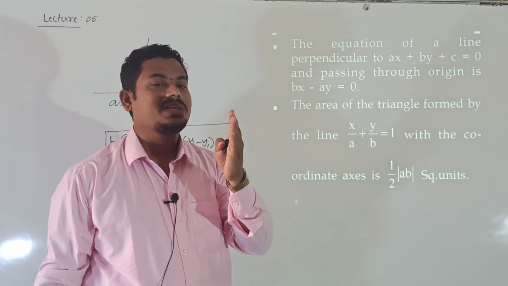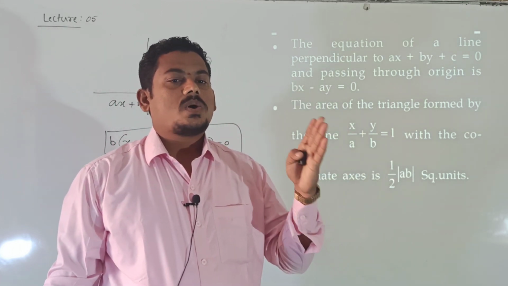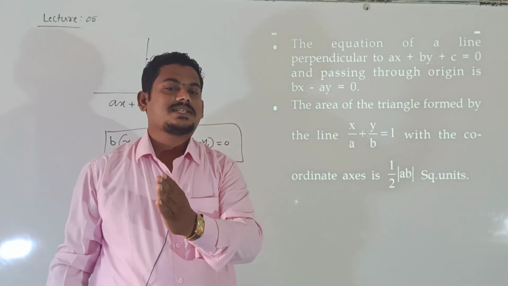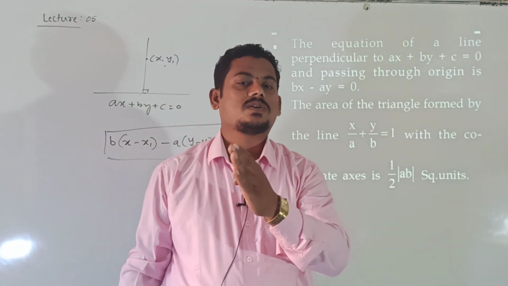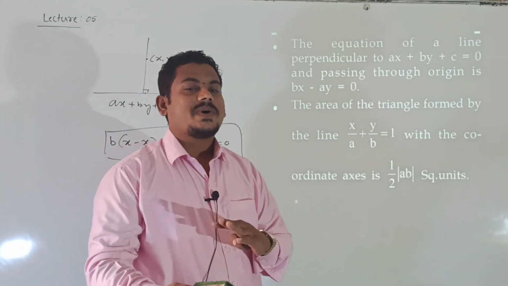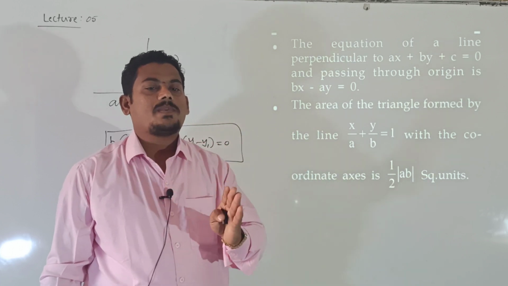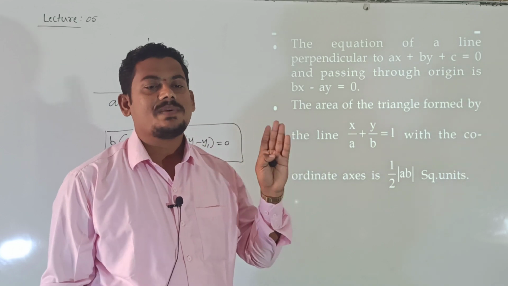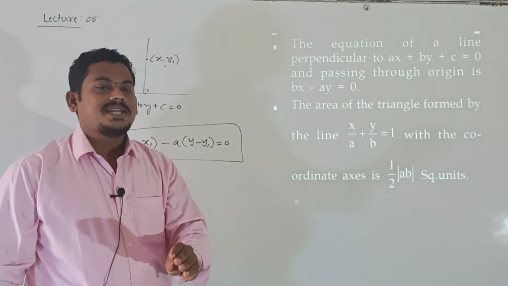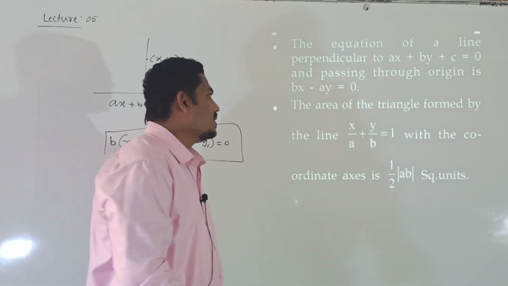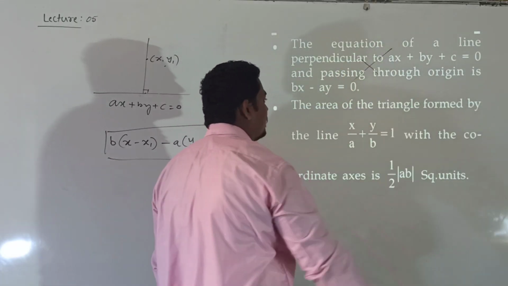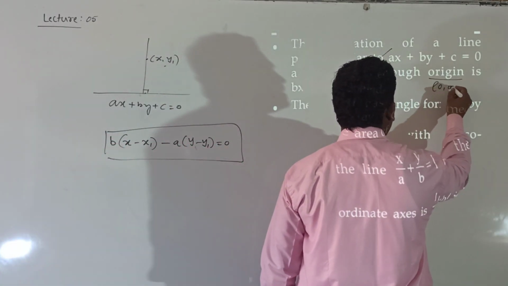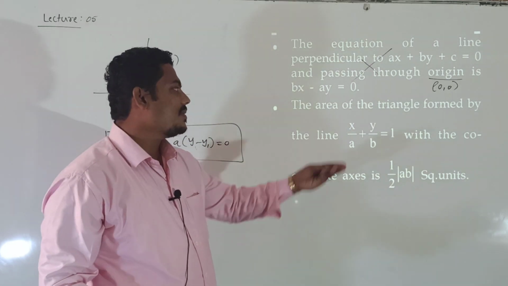Just remember, the equation of the line passing through x1 comma y1 and parallel to ax plus by plus c equal to 0 is a into x minus x1 plus b into y minus y1 equal to 0 when it is parallel. If it is perpendicular, the equation of a line perpendicular to ax plus by plus c equal to 0 and passing through the point x1 comma y1 is b into x minus x1 minus a into y minus y1 equal to 0. Remembering the origin formula is not necessary, right? Instead of x1 y1, here the point is the origin. Origin means 0 comma 0 only, right? Otherwise you can remember this formula also.